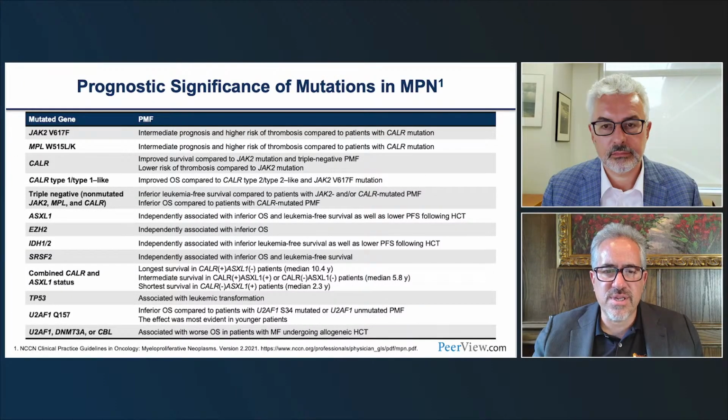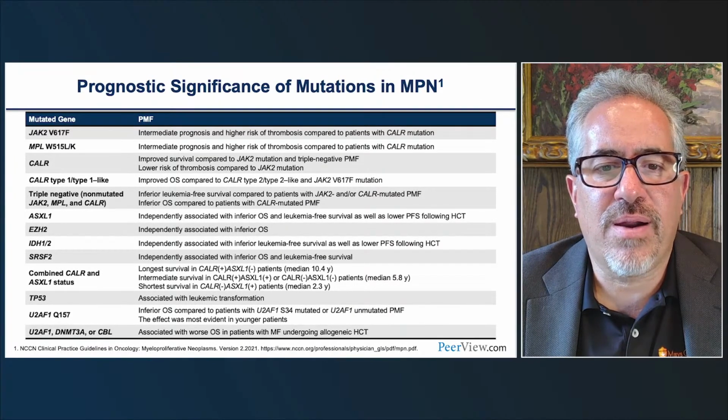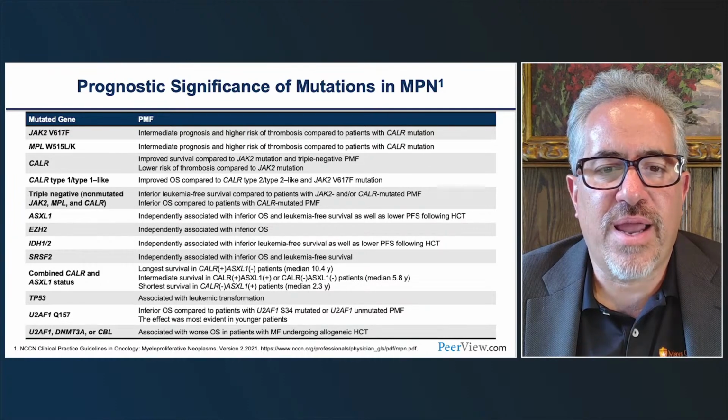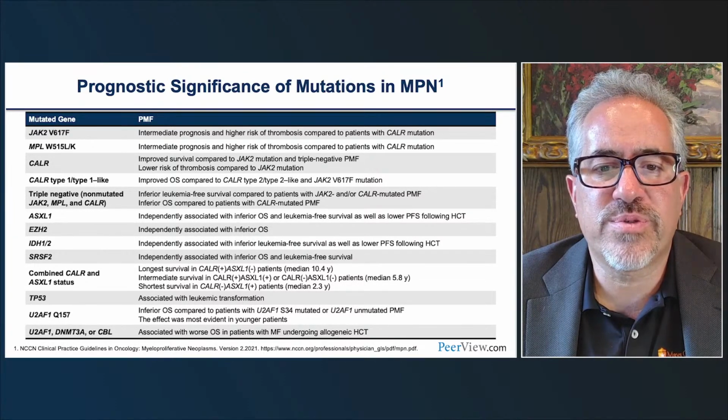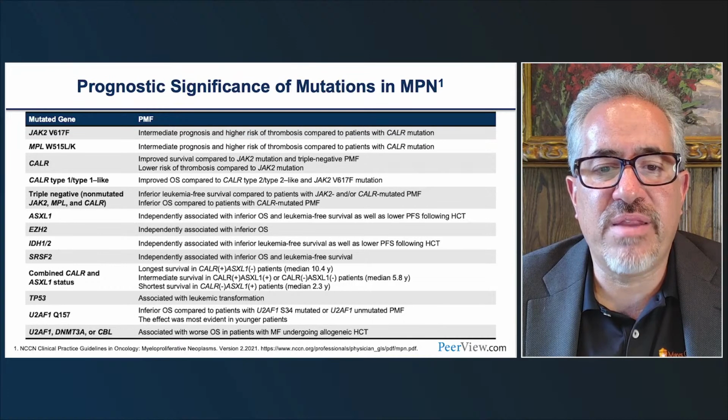Increasingly, we're learning more about prognostic significance of mutations in MPNs. So first, as we think of driver mutations, we have patients with either JAK2 or MPL or CALR, and it's notable that CALR mutations, particularly type 1, have improved survival compared to JAK2 mutated or triple negative patients. They also likely have a lower risk of thrombosis compared to the JAK mutation. You see that individuals that are triple negative have an inferior leukemia-free survival and an inferior overall survival compared to patients who are calreticulin mutated.